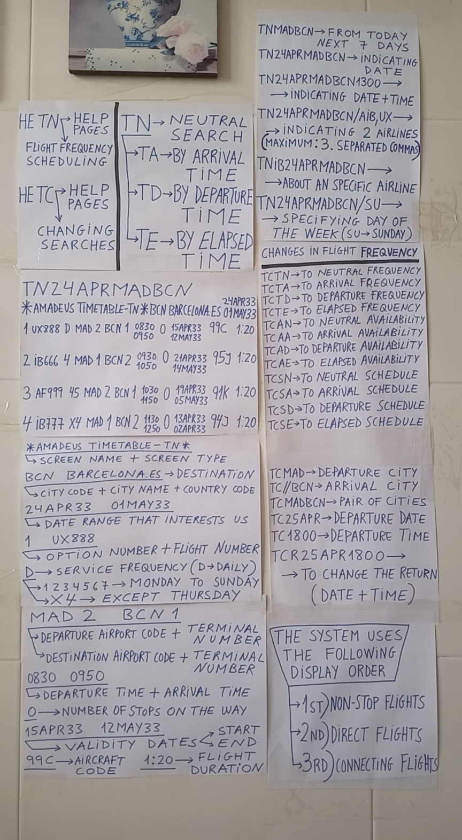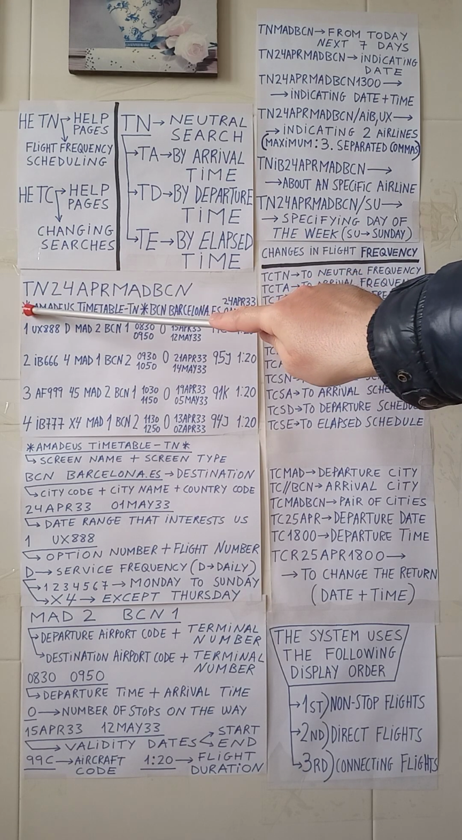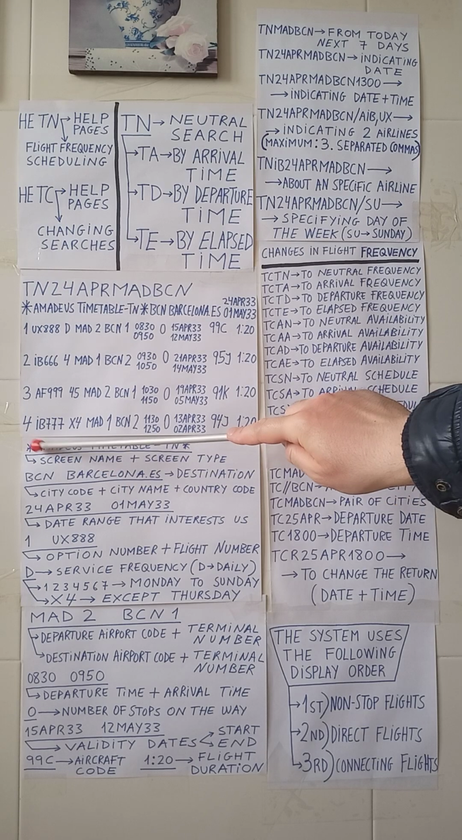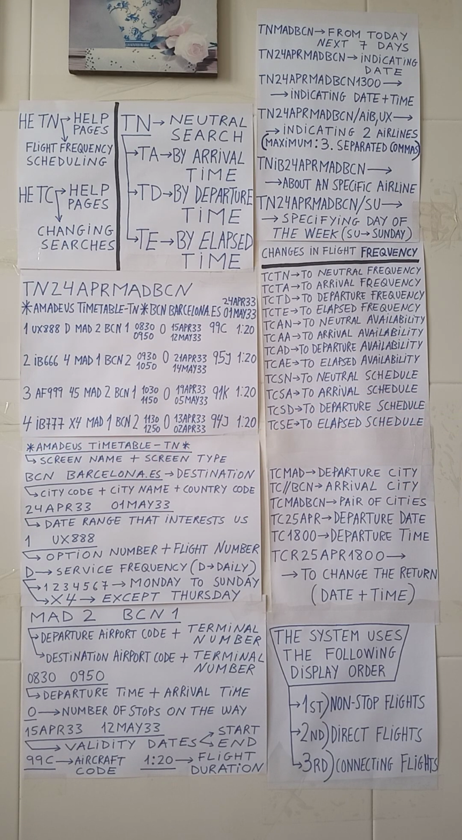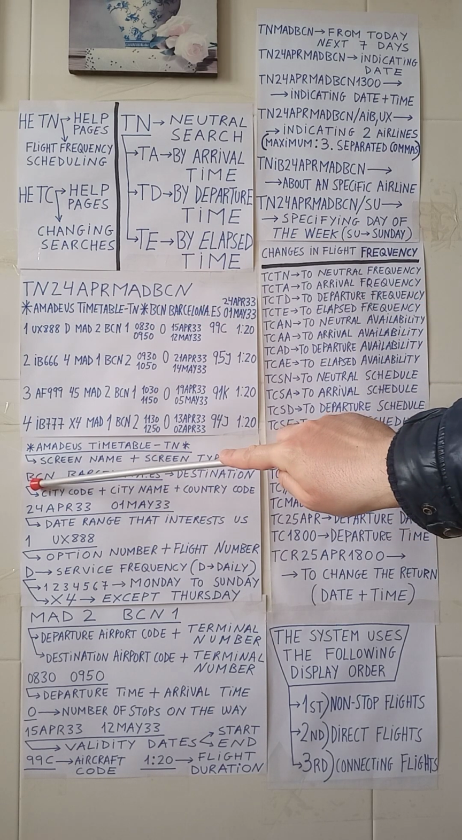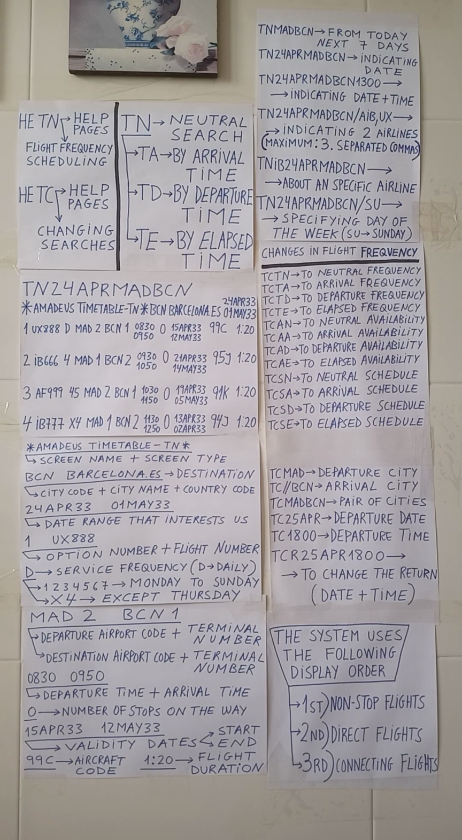The first line of the answer, this part, is the heading. Amadeus timetable -TN is here, okay? So, it is used to indicate the name of the screen and the type of the screen. The next part is bcmbarcelona.es. Here, okay? It refers to the destination and serves to indicate the city code, the name of the city, and the code of the country in which it is located.